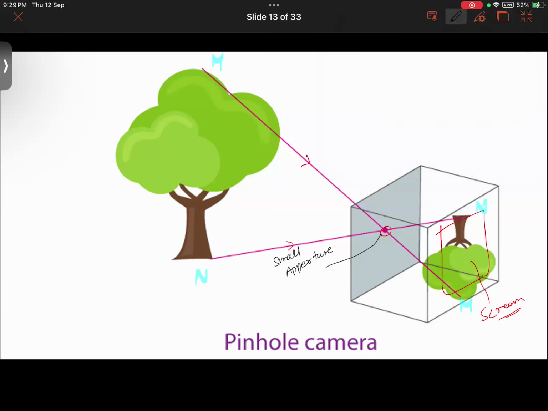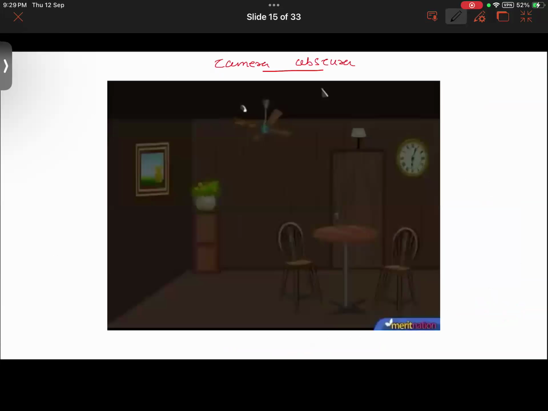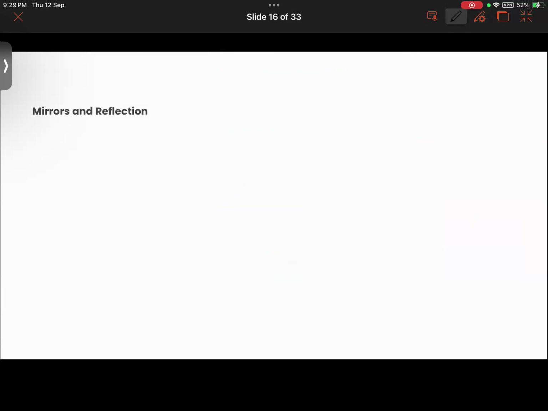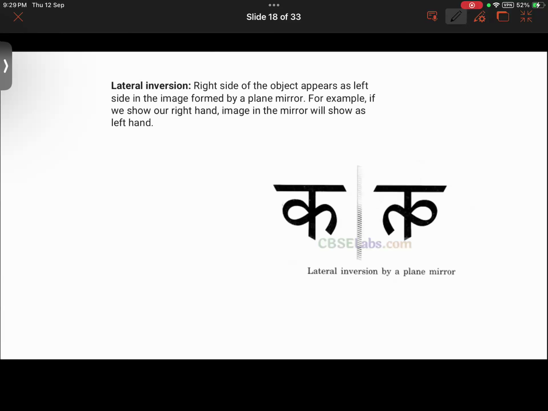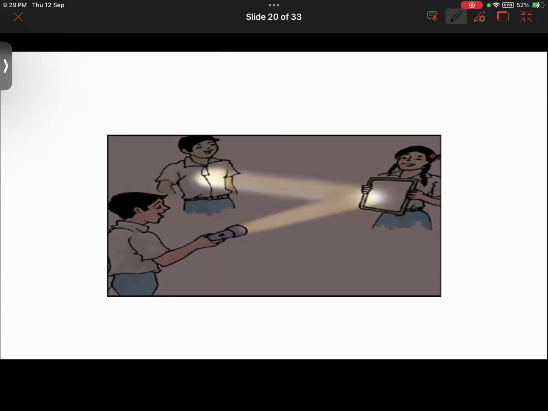Sir, in this chapter on light, shadow, and reflection, there is one more topic, multiple shadows and colored shadows also. Okay, multiple shadows and colored shadows also. Yeah, okay, we can take up that topic also.